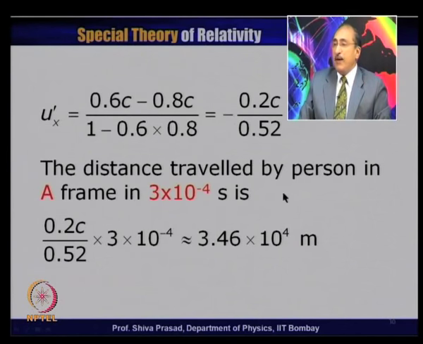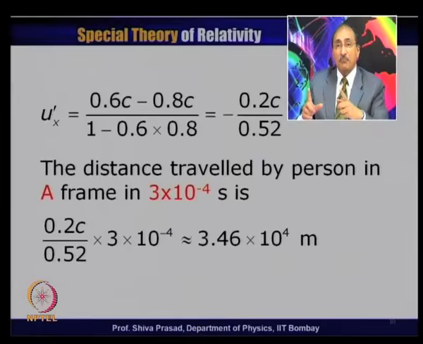Now, the distance travelled by the person in A-frame, as we have just discussed, until the time the watch shows t prime equal to 0 in his watch, will be the speed with which this train is moving towards him, multiplied by the time, which is 3 into 10 to the power minus 4 seconds. This comes out approximately equal to 3.46 into 10 to the power 4 meters.